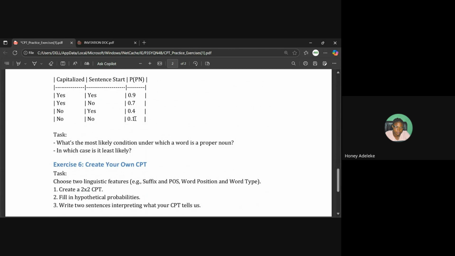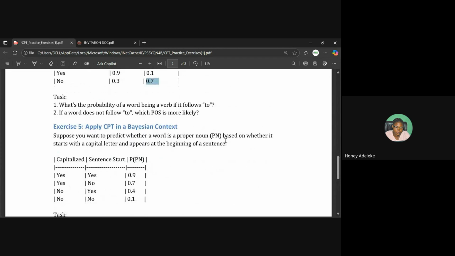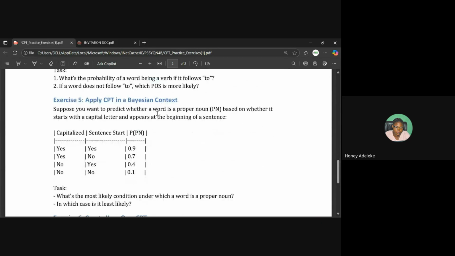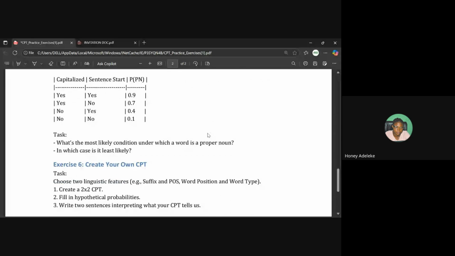The first question is, what is the most likely condition under which a word is a proper noun from this table? Don't forget, the condition that was stated here is that for you to be a proper noun, you should start with a capital letter and appear at the beginning of a sentence. That's the condition. So the question is, what is the most likely condition under which a word is a proper noun from this table? Anyone? It's 0.9. Yeah, what's the condition?